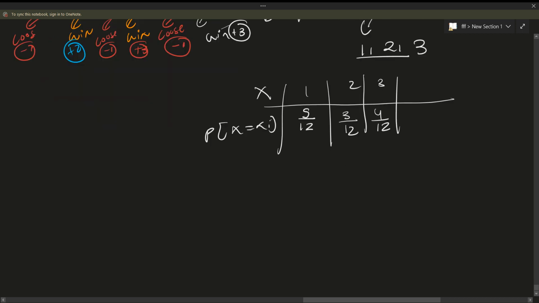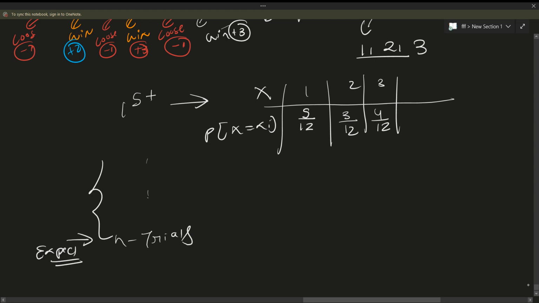Now let's calculate our expectation. Expectation is always taken for n trials. This one is my first trial. Now we'll do n trials, and then we calculate our expectation. So let's calculate the value.